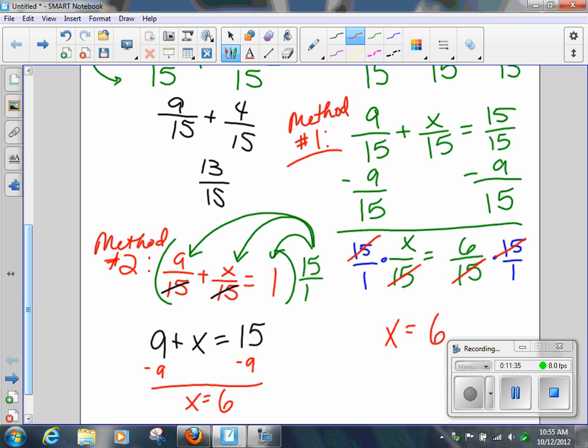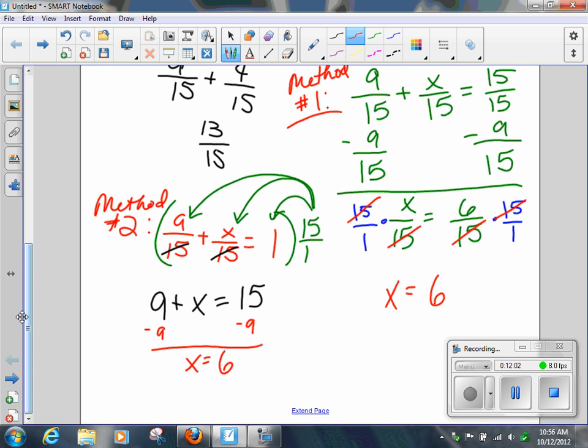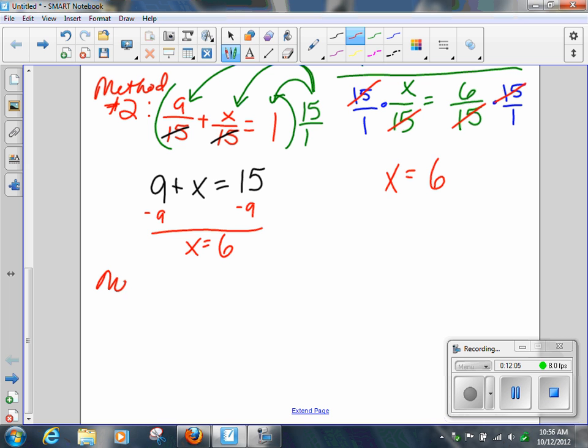There's another method. I'm thinking from the perspective of what class I have typically taught forever and a day? Geometry, right? Okay? I'm thinking from a geometrical standpoint, and what are the things we deal with a lot in geometry? Proportions. All right? Check this out. Method number 3. Same problem. I'm going to go with the same place I started in method 2. 9 over 15 plus x over 15 equals 1.